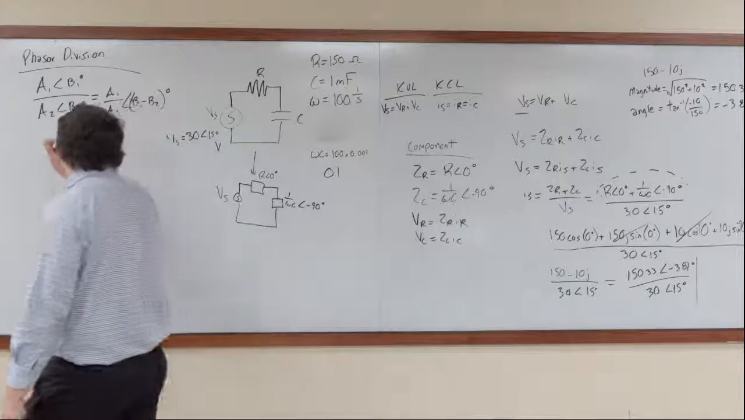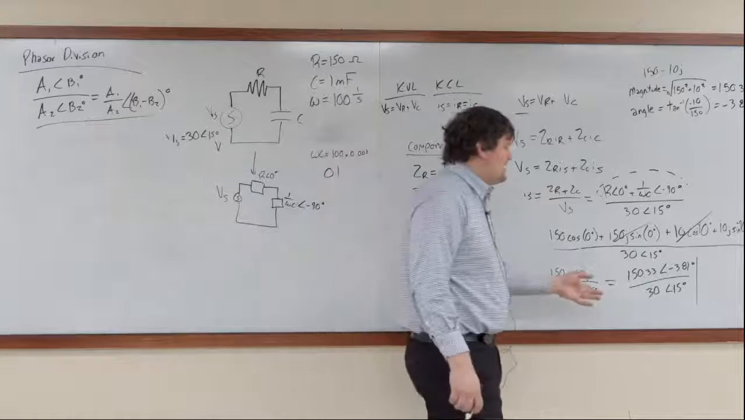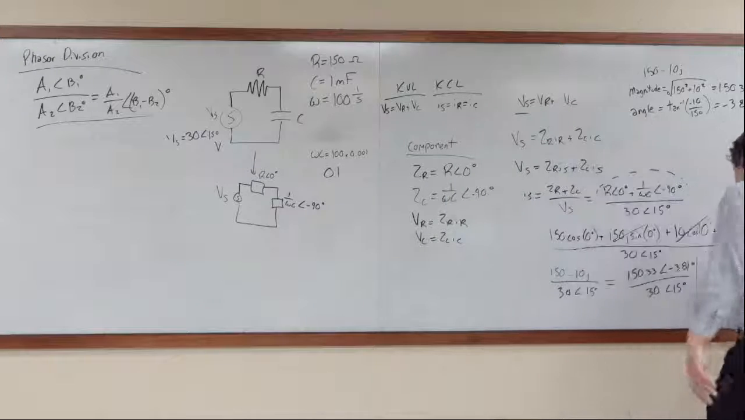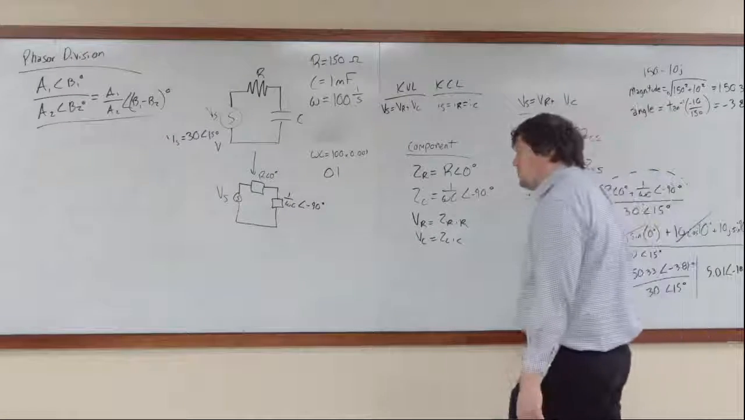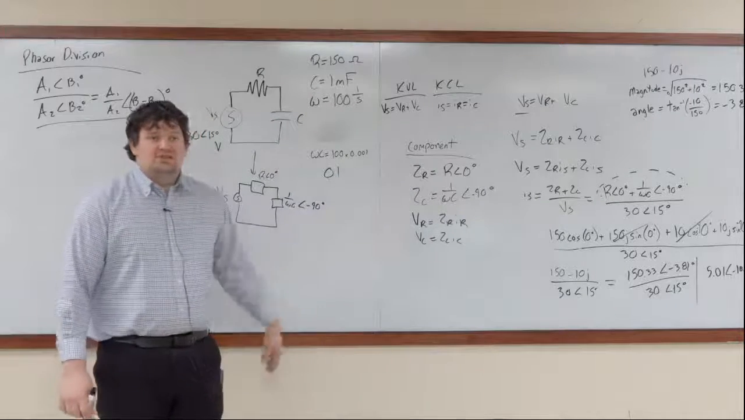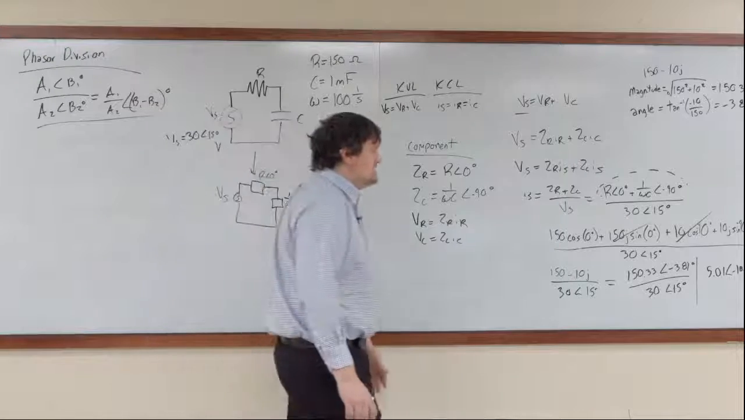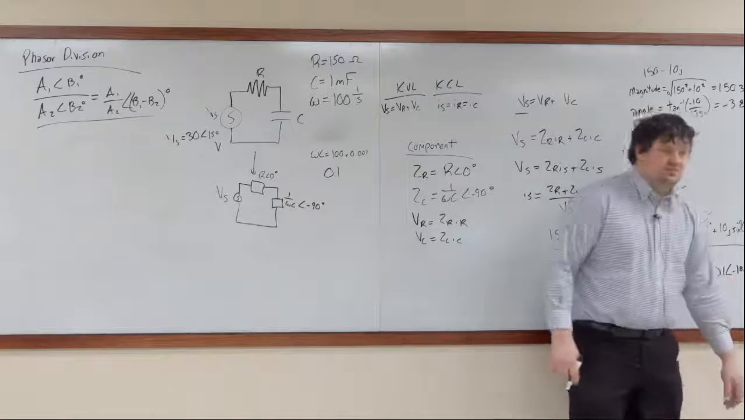But this is a really nice feature, which basically just means we take 150.33 divided by 30, which should be something like 5.01, and then that should be at an angle of negative 18.81 degrees. Probably. I just didn't want to go any further out. So the answer is, what is IS? IS is equal to 5.01 at an angle of negative 18.81 degrees.